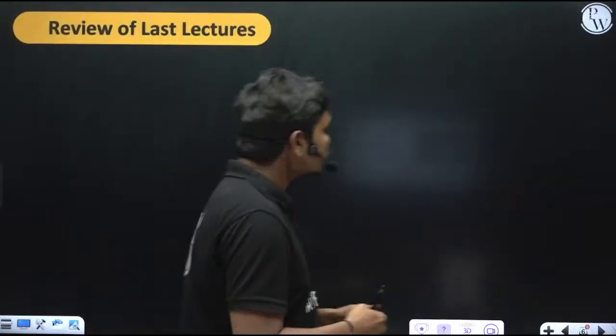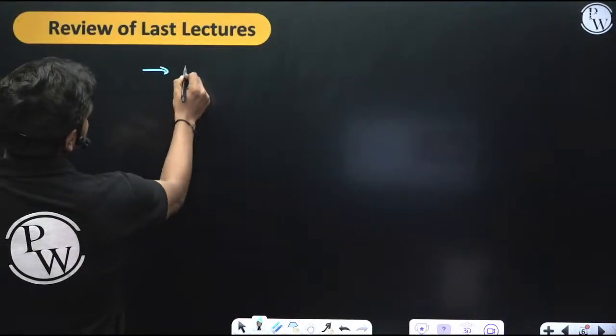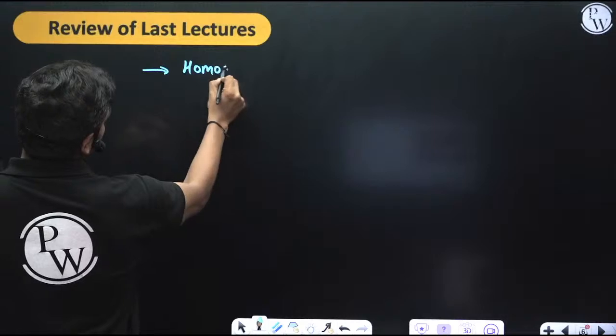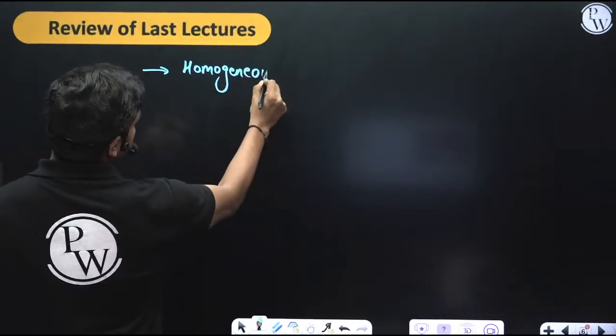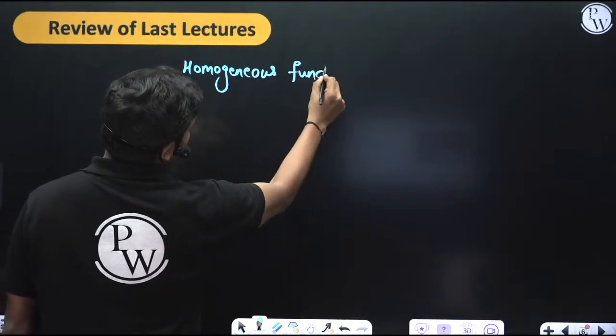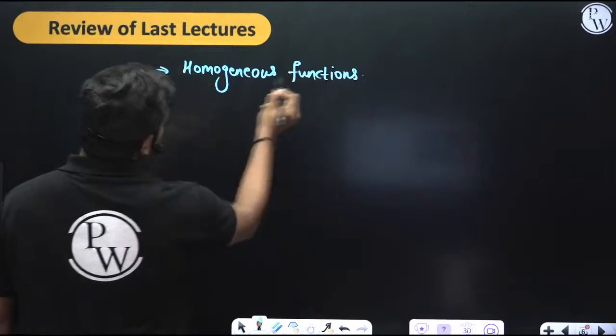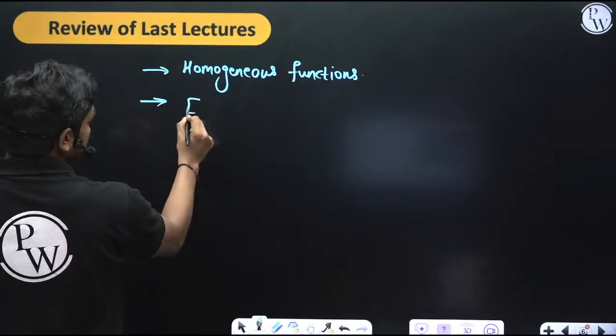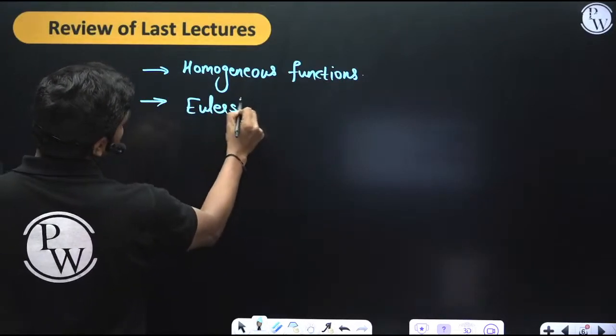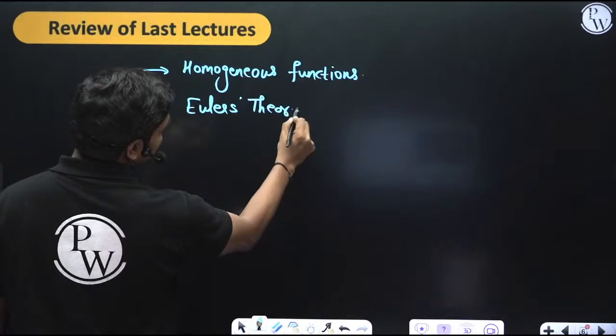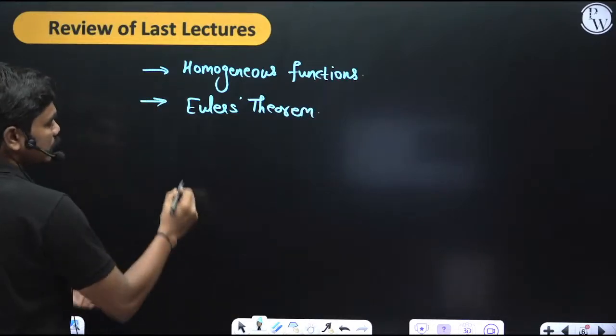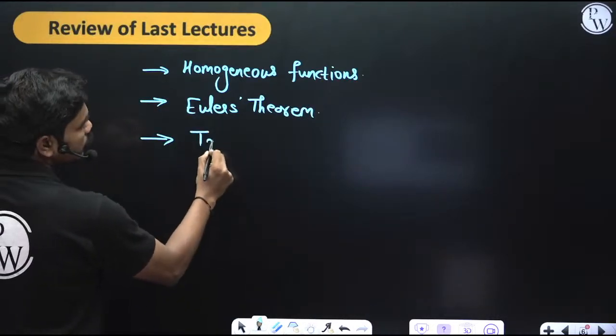So in the last lecture, we were talking about homogeneous functions. We talked about homogeneous functions of multivariables in general, and also we got Euler's theorem. We have seen the advantage of this Euler's theorem: it helps us to reduce the calculations to a great extent. And we have also worked on Taylor series actually.